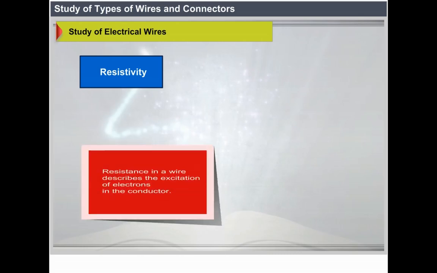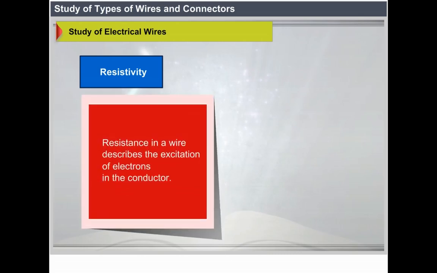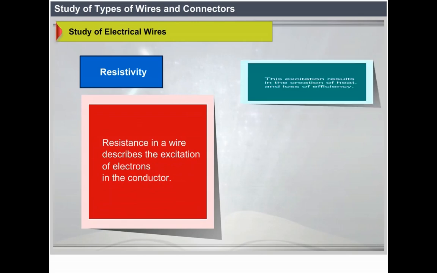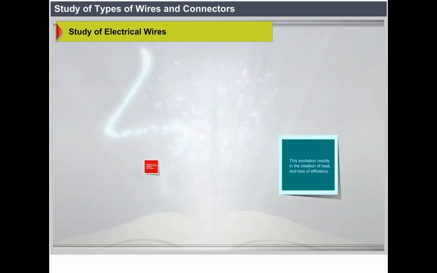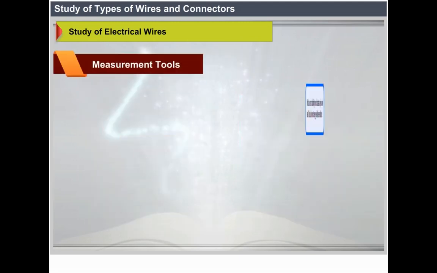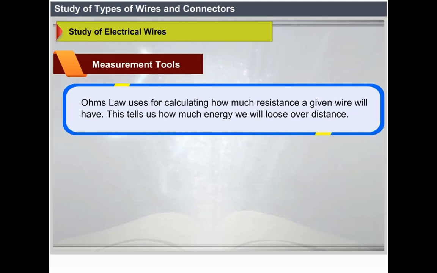Resistivity. Resistance in a wire describes the excitation of electrons in the conductor. The excitation results in the creation of heat and loss of efficiency. Measurement tools. Ohm's law is used to calculate how much resistance a given wire will have. This tells us how much energy we will lose over distance.